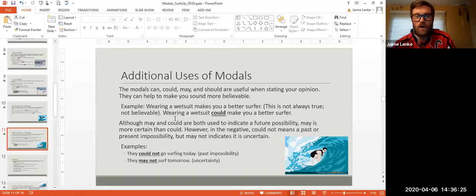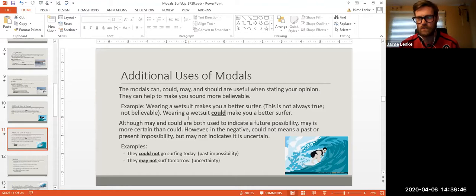So if you said wearing a wetsuit could make you a better surfer, or can make you a better surfer, or may make you a better surfer, that's more believable because wetsuits make you float a little bit easier. So there is some validity to that, but it doesn't mean it's always true. So when you use modals, it makes your opinions a little bit more believable.